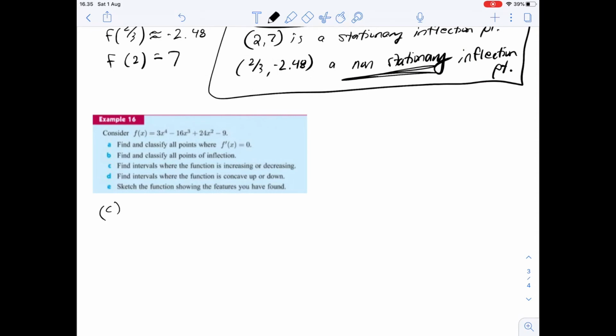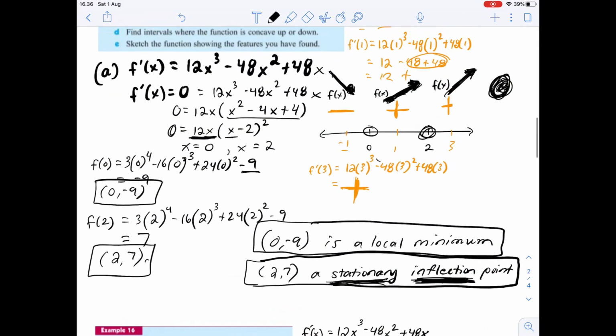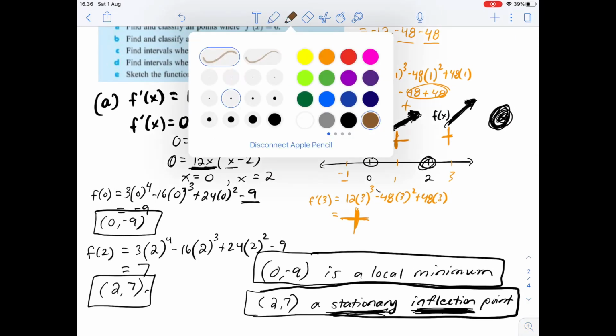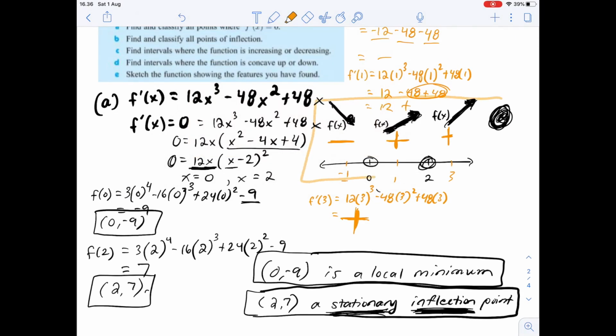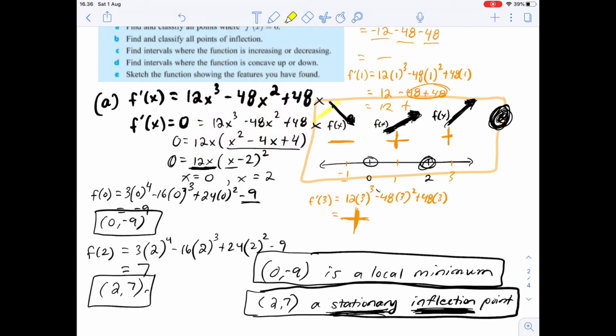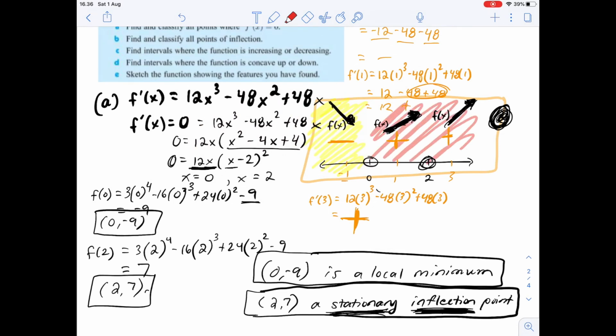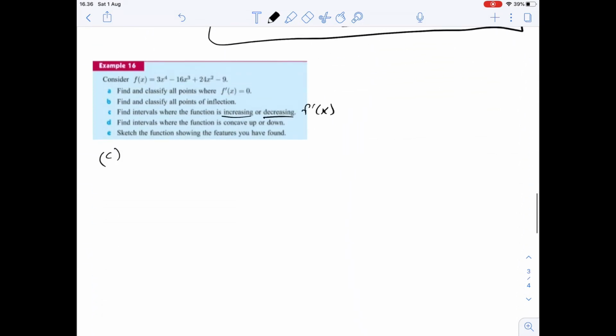Moving on to C, it says find intervals where the function is increasing and decreasing. Now, if you want to find increasing and decreasing, that involves the first derivative. Well, good thing we've already found the first derivative. So if we go back up here and look at letter A, and look at this part right here, you can see that we found that it is decreasing for everything less than 0, and it's increasing for everything to the right of 0. So that makes letter C a lot easier.